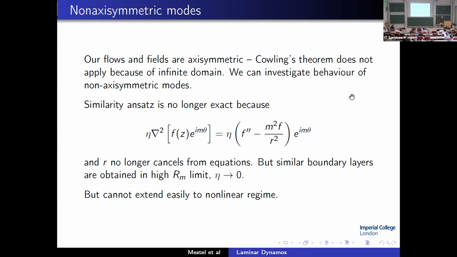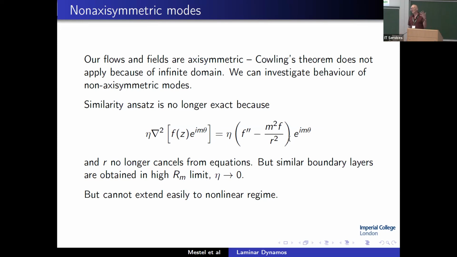It'd be nice if we could get something to work that was non-axis-symmetric too. So we could try and do the same sort of thing with a non-axis-symmetric magnetic mode. The nice similarity ansatz breaks down in that case, essentially because the Laplacian involves a d2 by d theta squared, which means that the powers of R don't balance. So they don't cancel from our equation nicely in general.